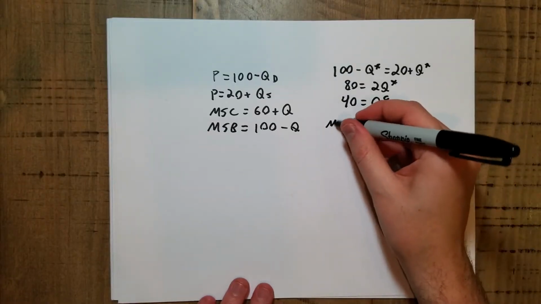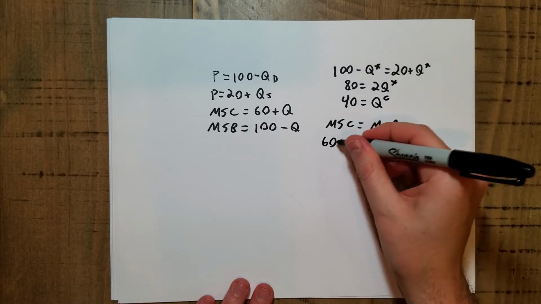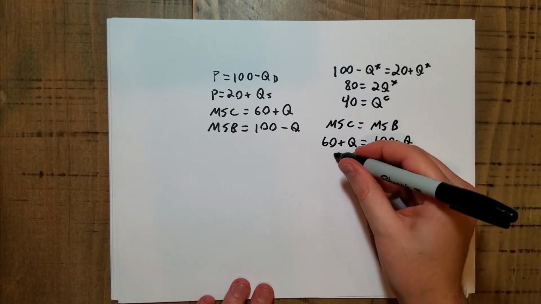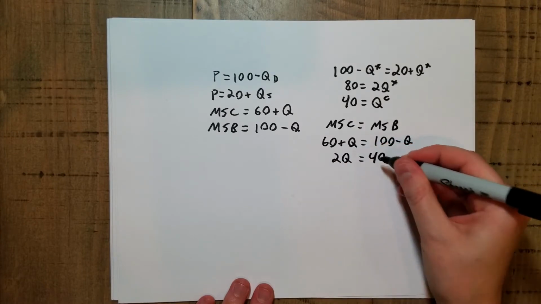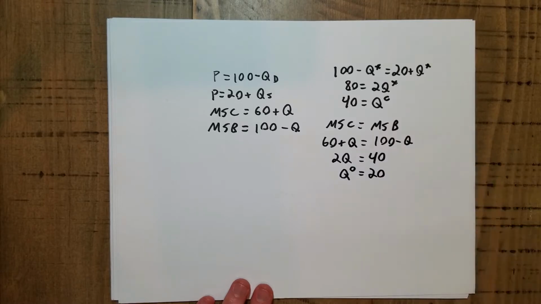Well, what's the optimal quantity? Well, we just set marginal social cost equal to marginal social benefit, which gives us 60 plus Q equals 100 minus Q, or 2Q equals 40, or Q equals 20. That's our optimal quantity, QO. So the optimal quantity is 20, but instead of producing the optimal efficient quantity, we went ahead and produced 40. We produced too much because we were not paying attention and thinking about those external costs.